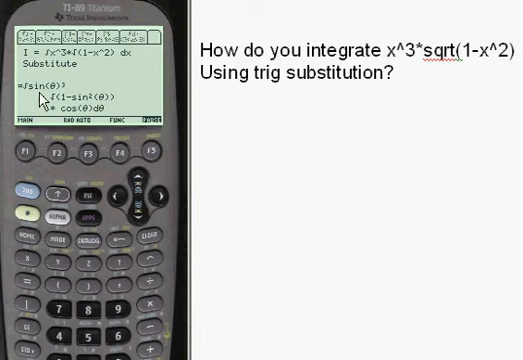So we're going to substitute the sine. We're going to start. So we have the integral here, and we're going to substitute sine of theta for every x up here, okay? We do that.